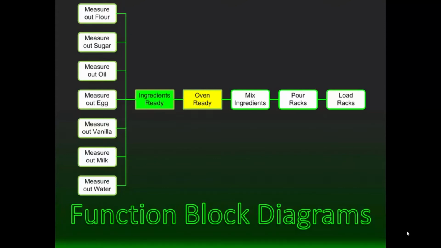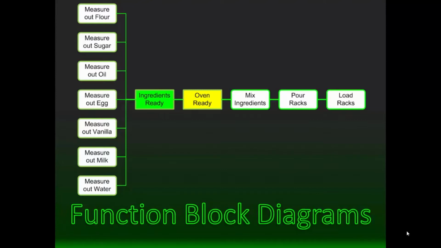Once the ingredients were mixed, then you would pour them into racks. You could say cookie sheets, muffin pans, whatever you want to call it. Then you would load these racks into the oven, and there would be more of the process. My point here is each one of these squares is a separate process. The ingredients ready is probably the weakest in details of these squares here, these rectangles.